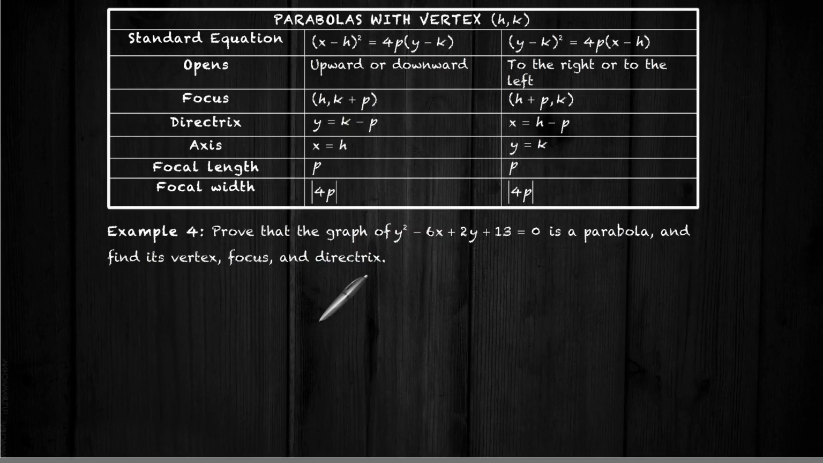Okay, this next example says prove that the graph of y² − 6x + 2y + 13 = 0 is a parabola, and then find its vertex, its focus, and its directrix. So the first thing we want to do here is complete the square. We have here y squared, so we'll group the y's together: y² + 2y + blank. And we'll move all the terms with the x to the other side. So we'll add 6x to both sides, and we'll subtract 13, put it over there.